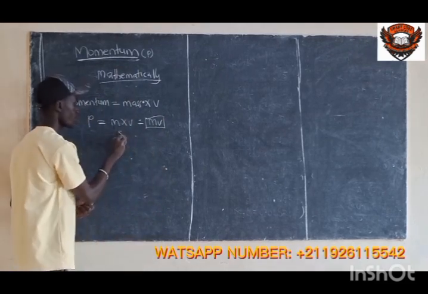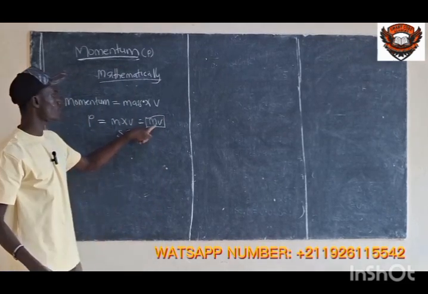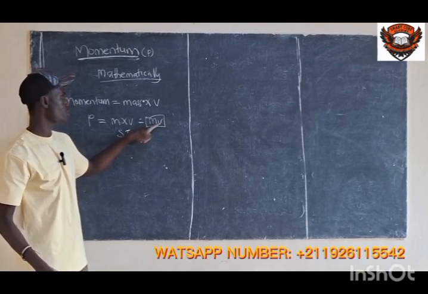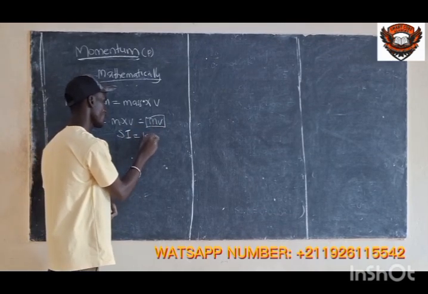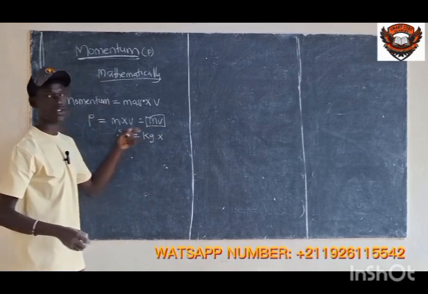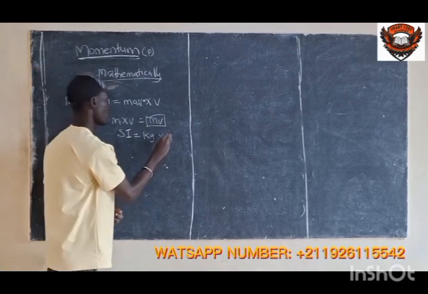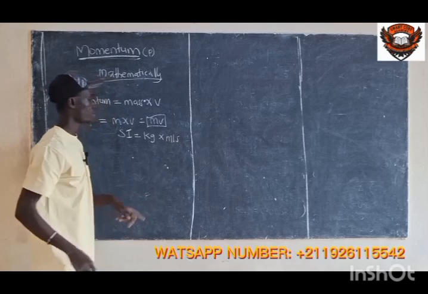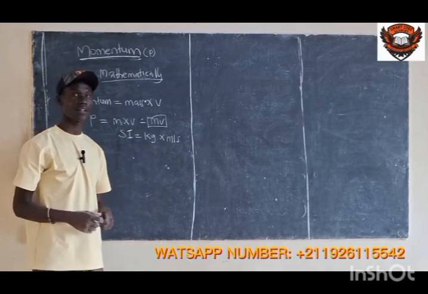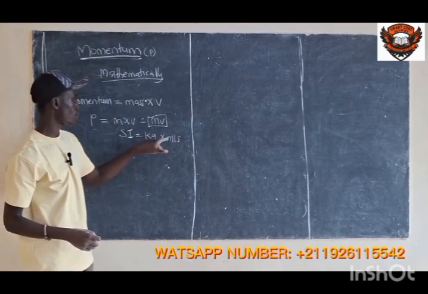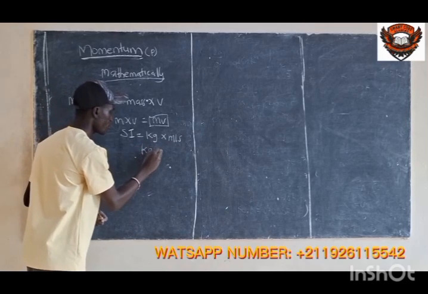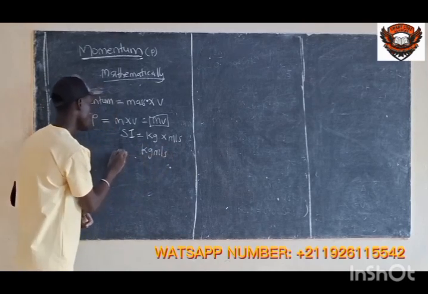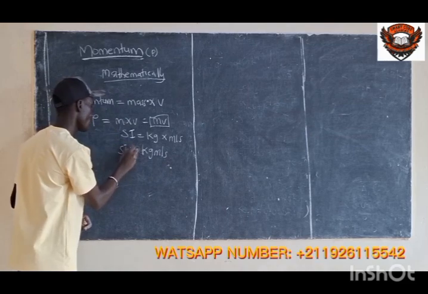The SI unit is going to be got from this, that is mass times velocity. The SI unit for mass is kilogram, times the SI unit of velocity, which is meters per second. If you multiply kilogram times meters per second, we get kilogram meters per second. And this is the SI unit for momentum.